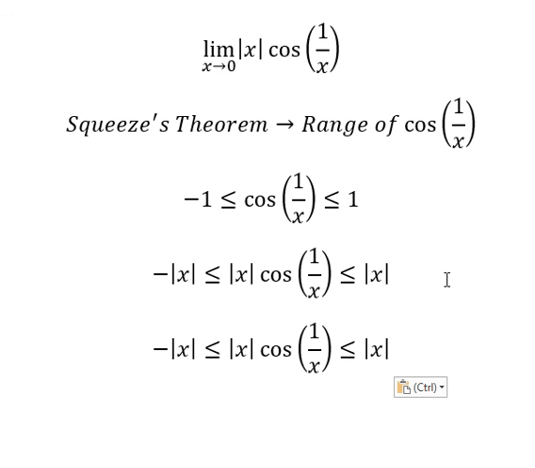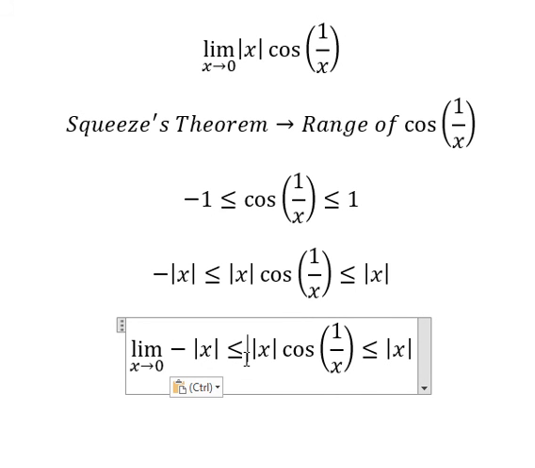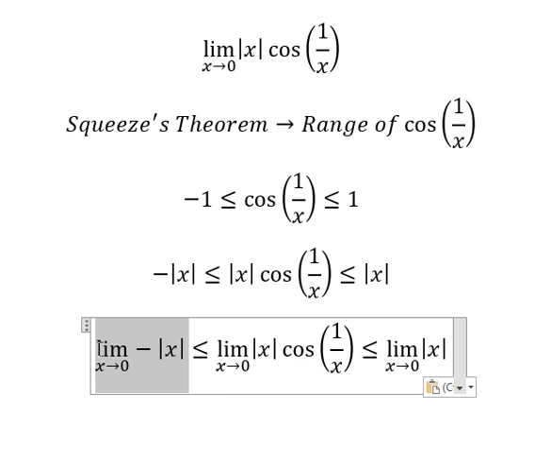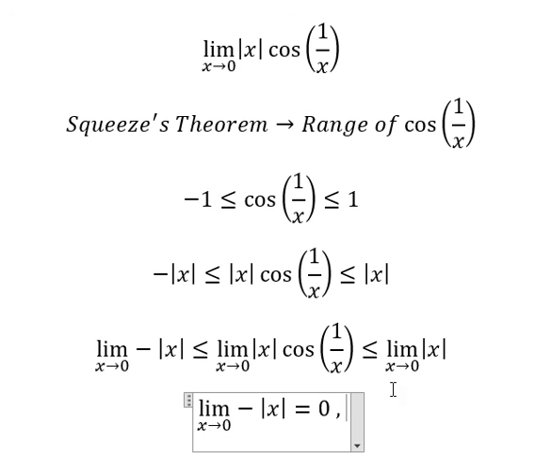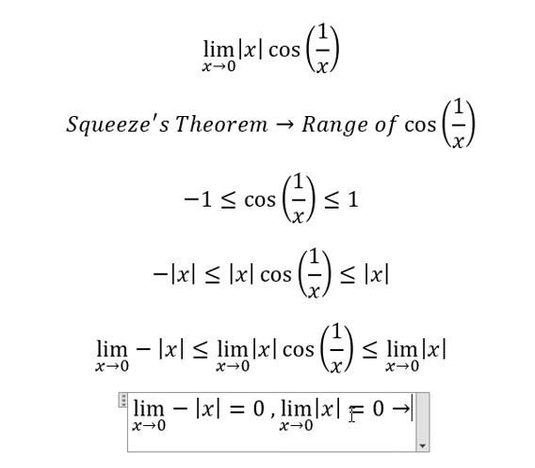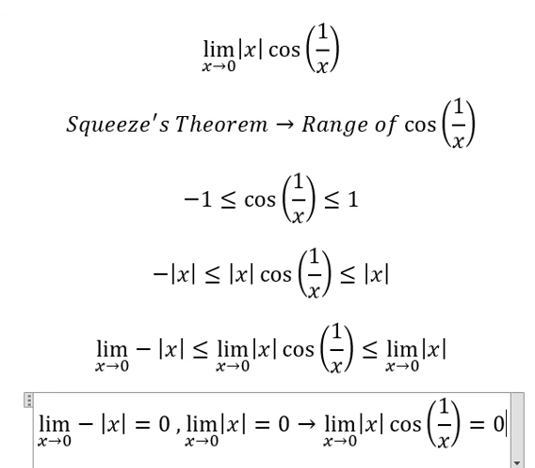Next, we take the limit on both sides. We know that this limit here, when x approaches 0, we put 0 in here and we have 0. Because on the left and on the right we have the same value, 0, that means this limit equals 0. And this is the final answer.